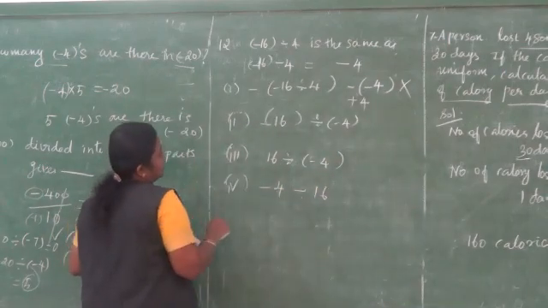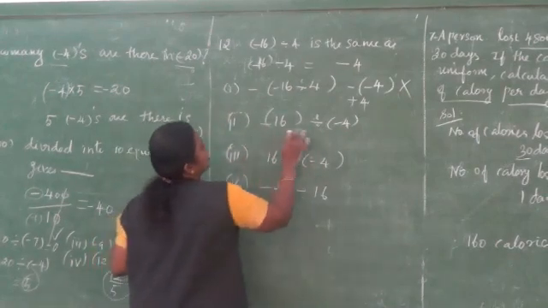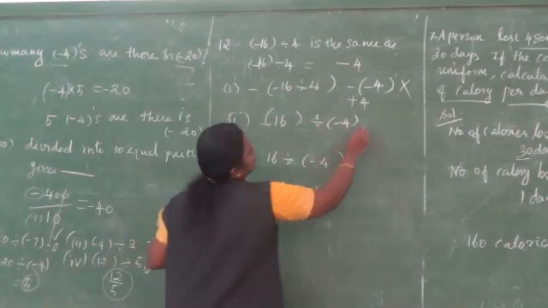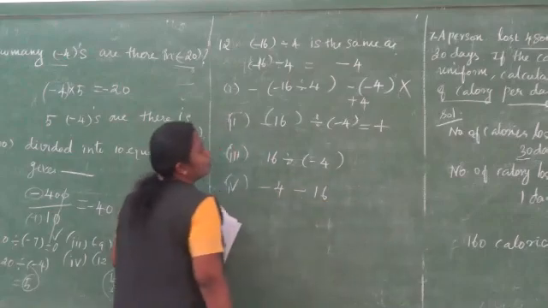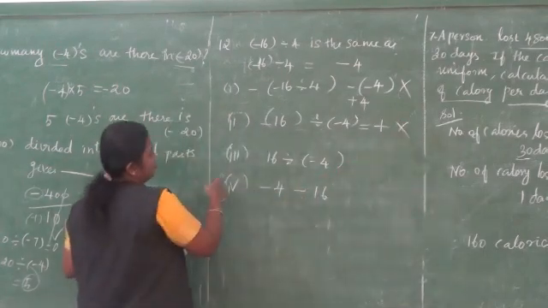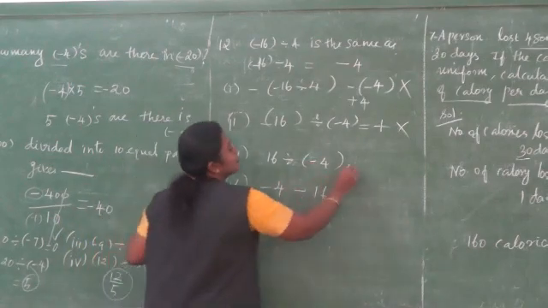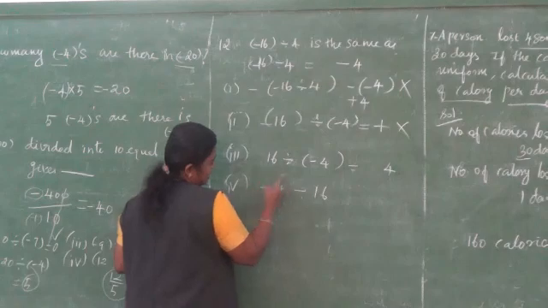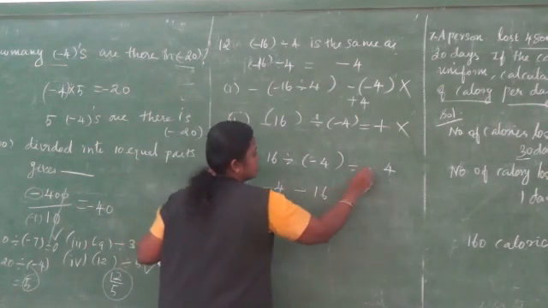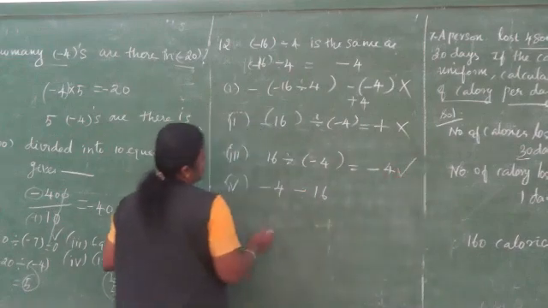Come to the second option. Minus 16 divided by minus 4. Both are negative integers, definitely you will get the positive integer. No need to find the answer for this. This also is not an answer. Come to the third one. 16 divided by minus 4. You know the answer is 4. One is negative, one is positive. So the answer is minus 4. This is the answer for this question.